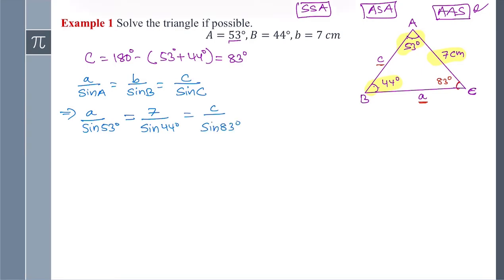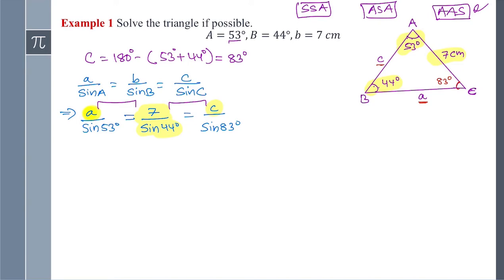Now, if you look over here, what we are trying to find is A and C. If you look at the middle one, both quantities are known. So what we will do is take the first two and solve for A, and then take the second and third and solve for C. So let's go ahead and take the first two, which means we are solving for A.